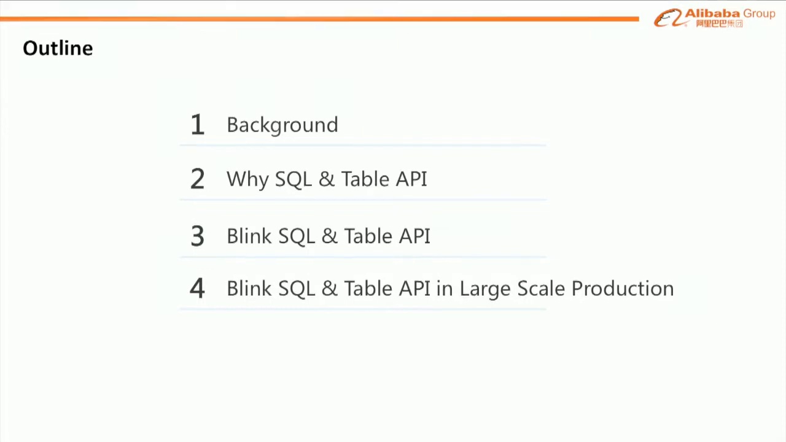First, I will give some background about Alibaba and our group, and then I will talk about why we choose SQL and TableAPI. Shaoxuan will talk about much more details into SQL and TableAPI and its usage at large-scale production.